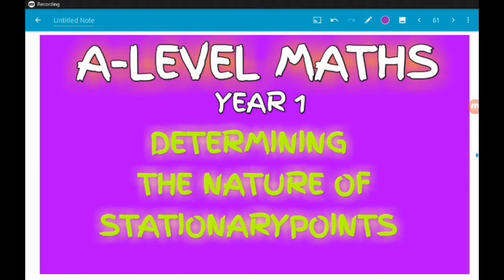Hey there guys, so in the last video we were looking at how to find the coordinates of stationary points on a curve where the gradient is equal to 0. In this video we're going to look at using second order differentiation to determine what type of stationary point they are, a maximum or a minimum, sometimes points of inflection.